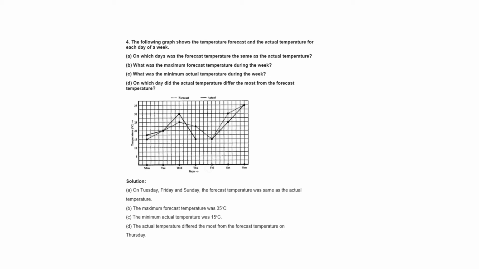On which day did the actual temperature differ most from the forecast? Okay, so just find out the difference. Where the difference is most. Here it is 15. Here it is, you say, 30. Okay, sorry. Here it is 15. Here it is 20, between 25 and 20. So here the difference is most, between these two. So you can easily find out with the help of the given graph whatever your answer is.